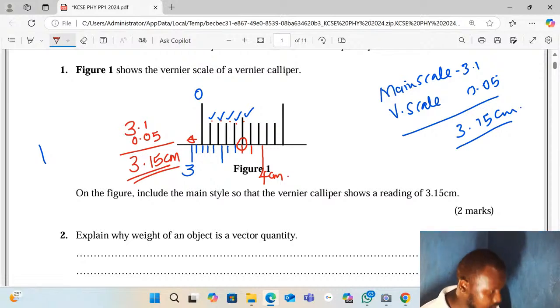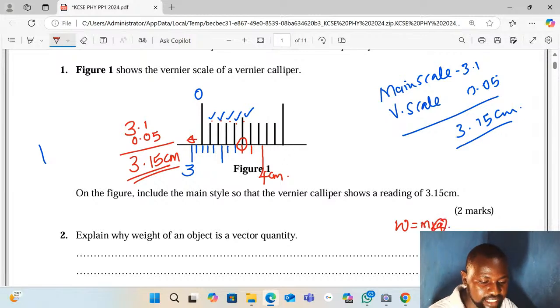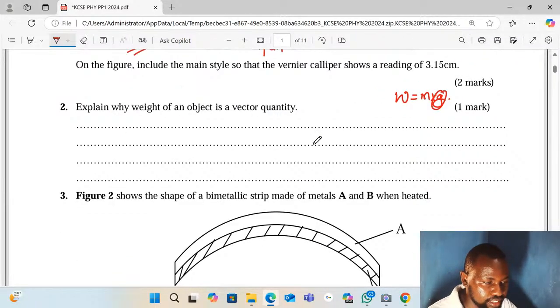You are told to explain why weight of an object is a vector quantity. Remember, we should say that weight is given by mass times gravity. Therefore, gravity acts in a specific direction. Because of that specified direction due to gravity, it is what makes weight a vector quantity.